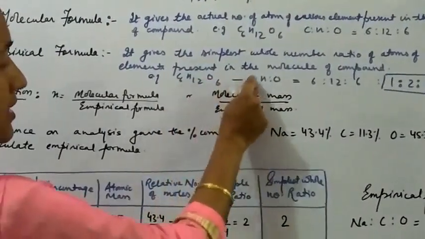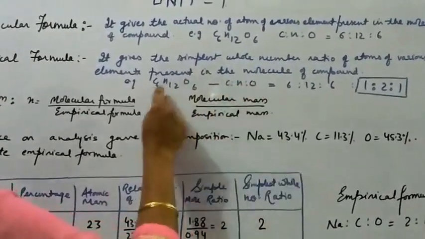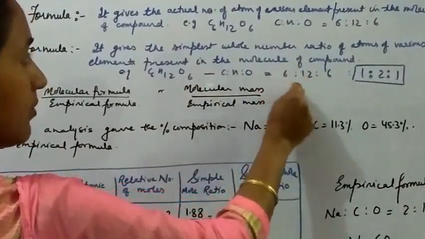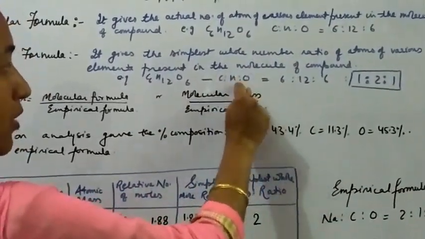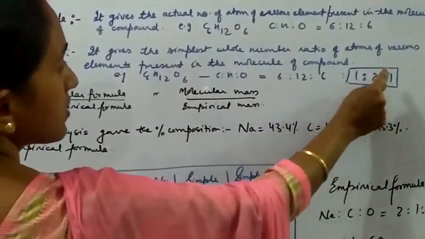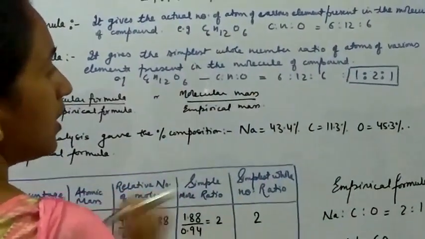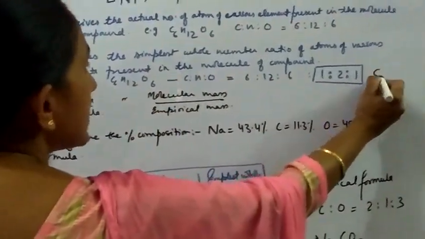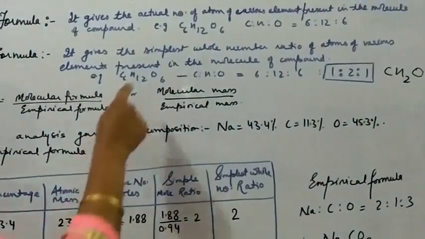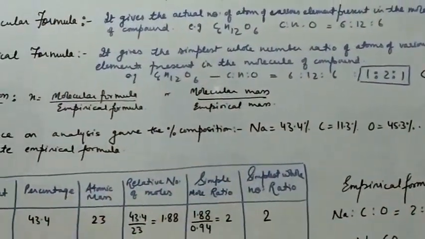If you write C : H : O, that is a representation of carbon, hydrogen, oxygen. Now what is the actual number of atoms here? It is 6 : 12 : 6. This will be the ratio in terms of the molecular formula. But the empirical formula will be the simplest of it. How simple can we make it? It can be 1 : 2 : 1. From here we can't make it any simpler. So what is the empirical formula of glucose here? It will be CH2O. The molecular formula of glucose is C6H12O6 and the empirical formula is CH2O, right?